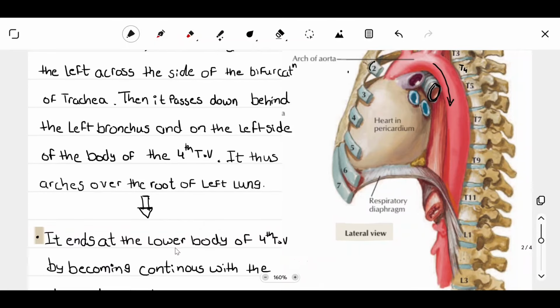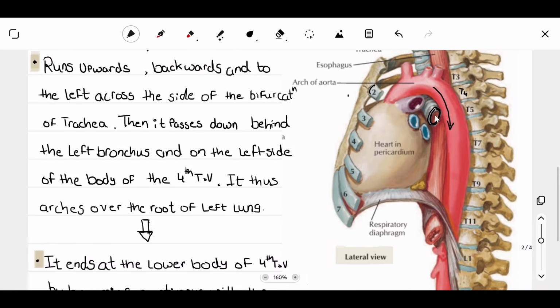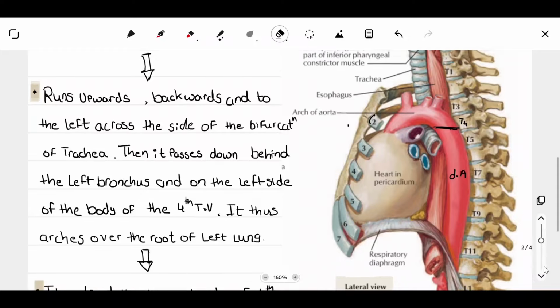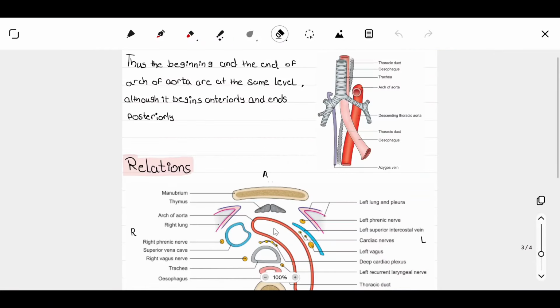Next, it ends at the lower border of the body of the fourth thoracic vertebra by becoming continuous with the descending aorta. This is the fourth thoracic vertebra. It ends at the lower body, this is the lower body of the fourth thoracic vertebra, and becomes continuous with the descending aorta. This is our descending aorta. So done with the course of arch of aorta.